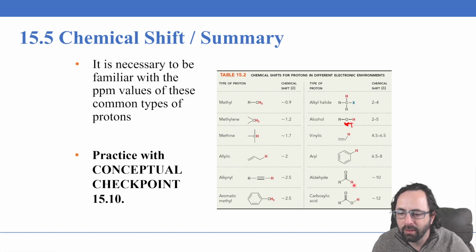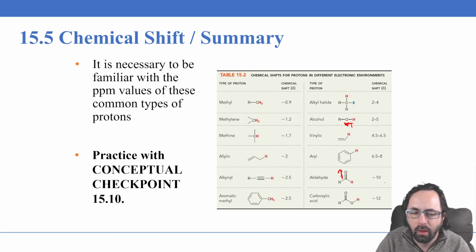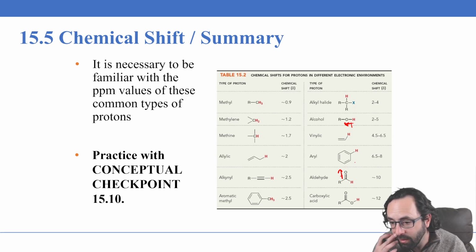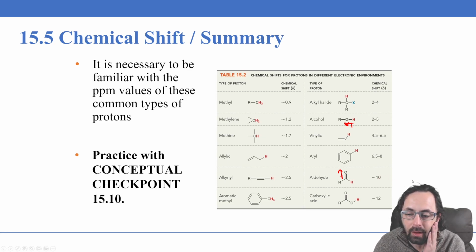Finally, we have hydrogens attached directly to a carbon, not only involved in a pi bond, but also attached to a very electronegative atom, oxygen. So you have both effects going on here, both the inductive effect, but also the anisotropic effect, thus increasing the chemical shift significantly. So aldehydes tend to stick out like a sore thumb because of their extremely high chemical shift in the proton NMR.